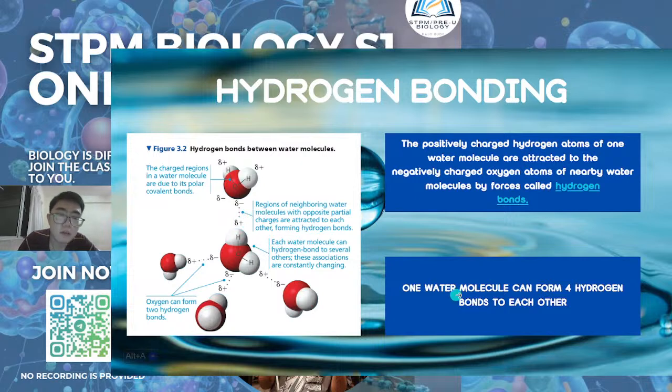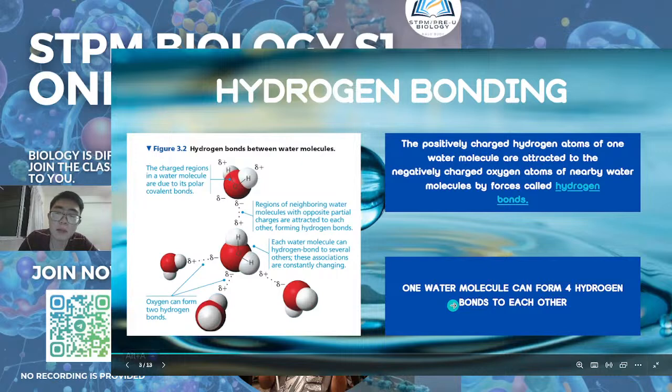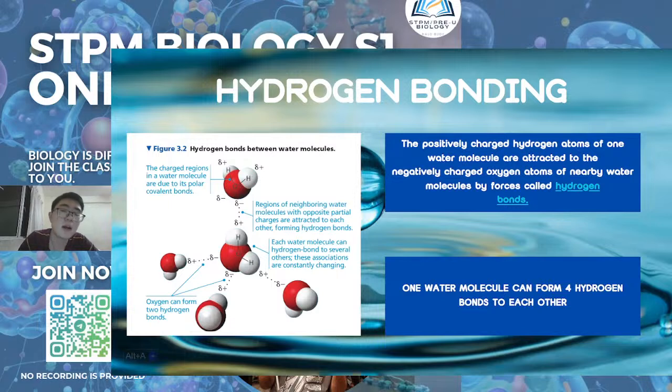So you can see that one water molecule can form 4 hydrogen bonds with others. How can it form 4 hydrogen bonds? First, as I already said, the positively charged hydrogen atom can be attracted to the negatively charged oxygen atom.